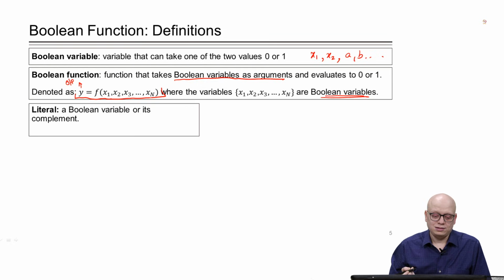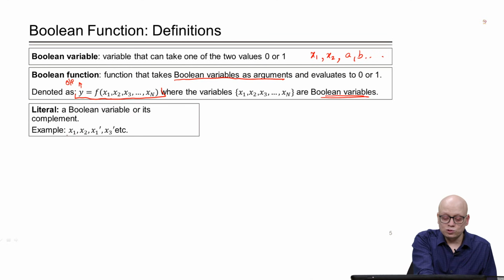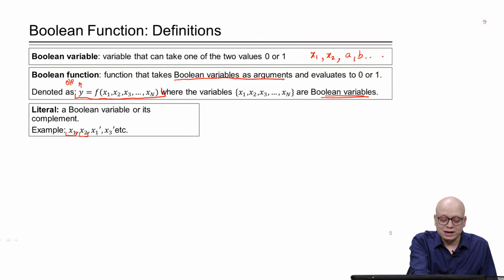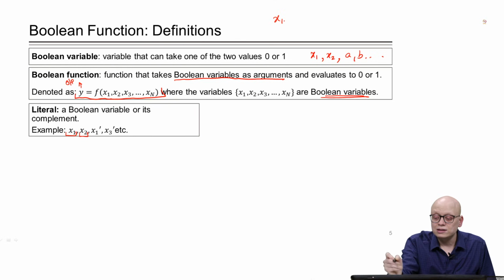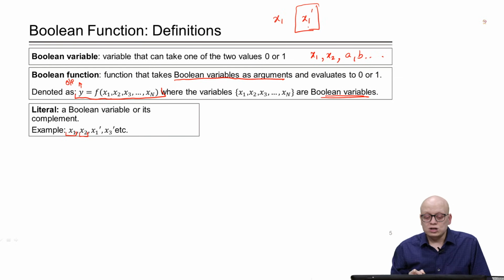Now, what is a literal? A literal is a Boolean variable or its complement. So, it includes both a Boolean variable and its complement. For example, if x1 is a Boolean variable, then x1 is also a literal, and x2 is also a literal. Additionally, if we take the complement of x1, written x1', then x1' represents the complement of x1 and is also a literal. x3' is also a literal, meaning that any variable or its complement is considered a literal.